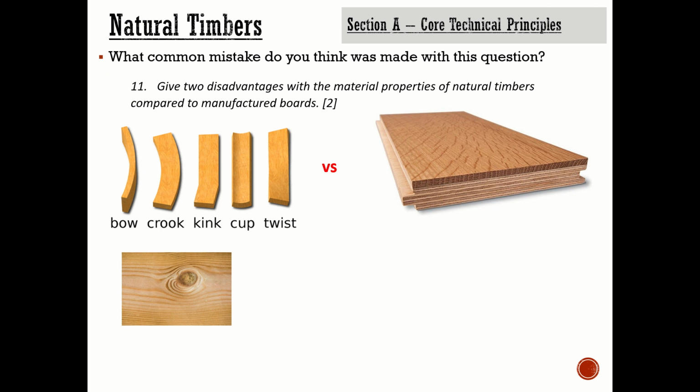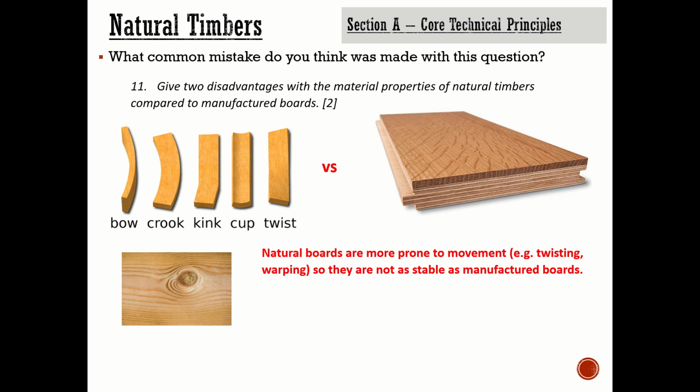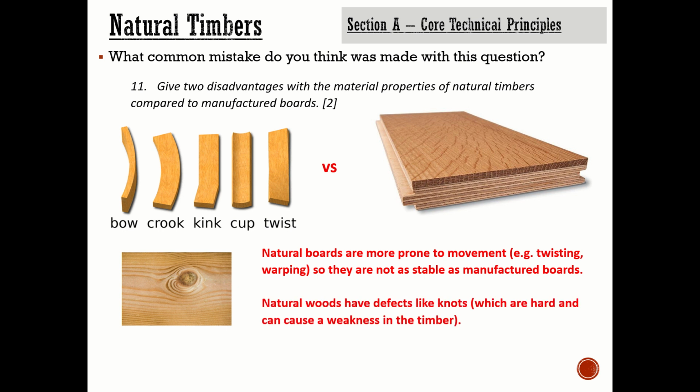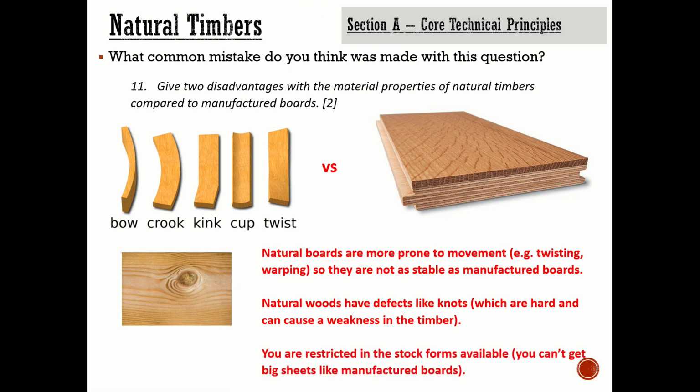One of the questions in the mock was giving disadvantages of natural timbers. The answers are that natural boards are more prone to movement. They're more likely to twist or warp, so they're not as stable as manufactured boards. They also have defects like knots, which are hard and can cause weaknesses in the timber. A knot is where a branch grew out of a tree. You're not going to get that with a manufactured board. And finally, you could also say that you're restricted to certain stock form sizes like planks. You can't get big sheets like you can in manufactured boards. So they're big sheets, they're flat and stable.